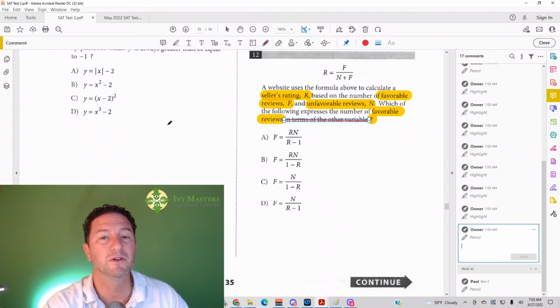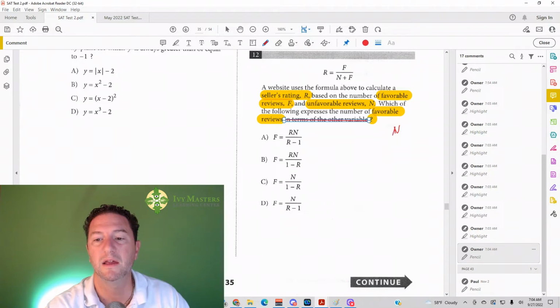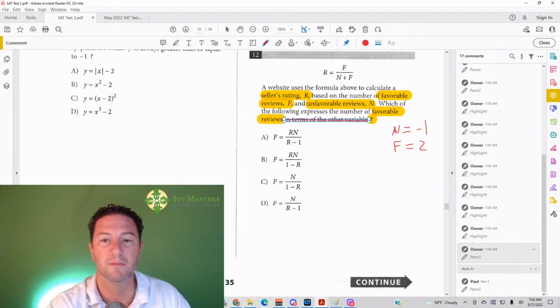When I pick numbers though, I don't want to pick just any random numbers, because I could wind up with a double fraction here, which is going to be tougher to solve. So I want to pick numbers that are going to make the bottom of the fraction equal 1, because then you're always working with a whole number, in which case I would make my N equal to -1, and I could make my F equal to 2. Notice I pick numbers for the variables that are not alone, and I solve for the variable that is alone, because that's going to make my computation much easier than if I were to pick numbers for the variable that's alone and then solve for one of the variables that's not alone.